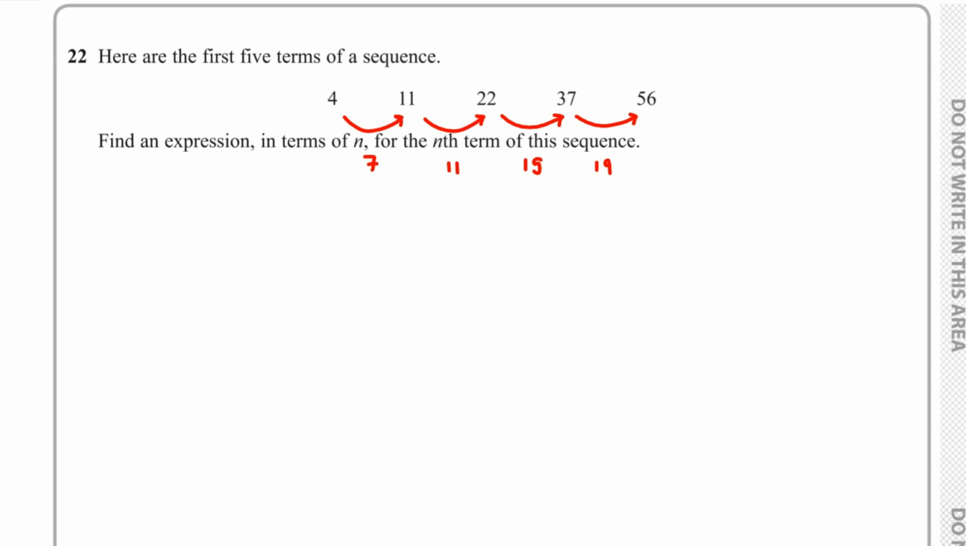Now, if we find the difference between each of these, we've got 4 here, 4 here, and 4 here. Now, of course, because this difference is constant, we can divide 4 by 2 to find out the coefficient of n squared for this quadratic sequence. So 4 divided by 2, that's of course equal to 2. So we have a 2n squared.